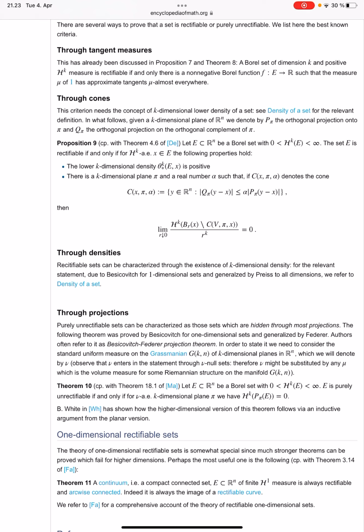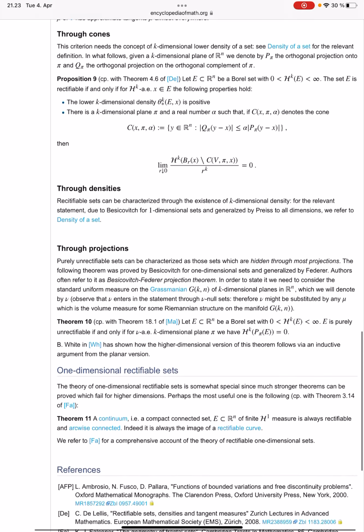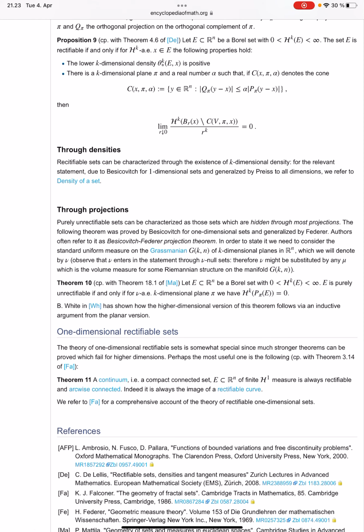To make this precise, one needs to know Grassmannian, and that there is some natural notion of measure on them, but anyway. Another one that I want to mention, and I'm glad it's here, is that in one dimension things are very special, even if you are in a metric space setting. If you are a compact connected set, simply from the fact that you have H1 finite measure, it follows that your set is the image of a Lipschitz curve.